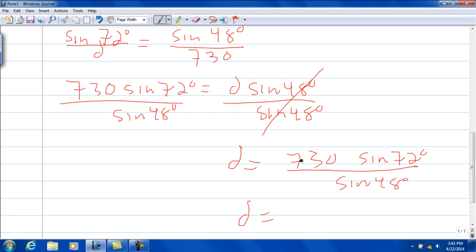Okay. So I'm going to do 730 times, and my calculator's in degree mode, so we're good there. Sine of 72 divided by sine of 48. And I get 934.23, so let's say 934.2 miles. And that's it. Hope that makes sense.